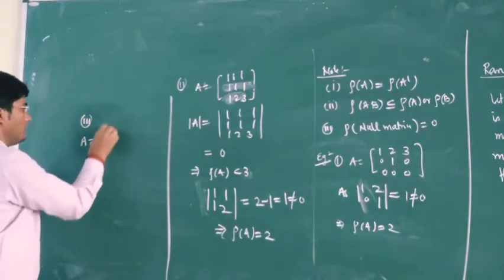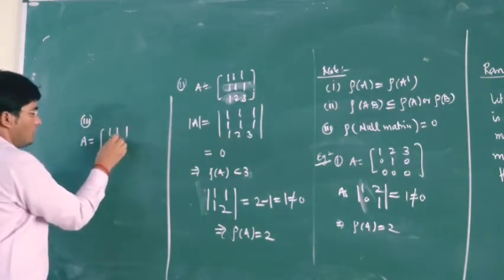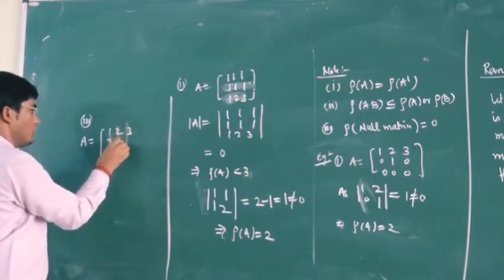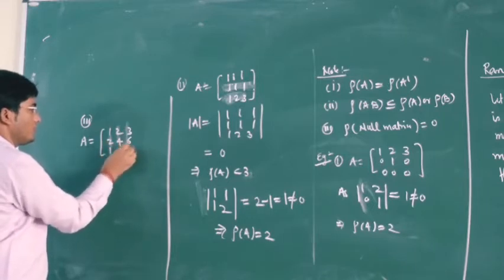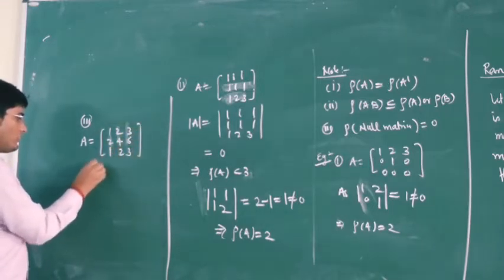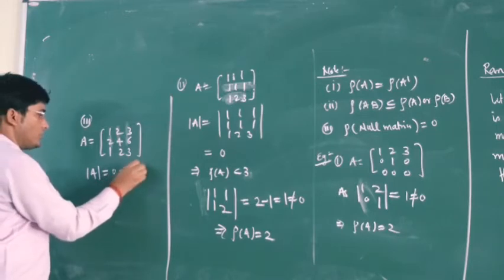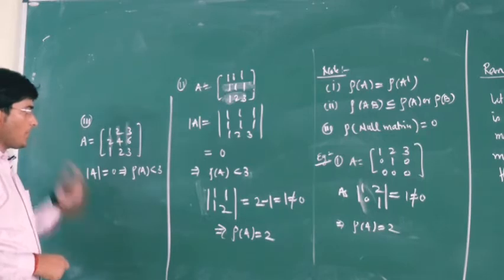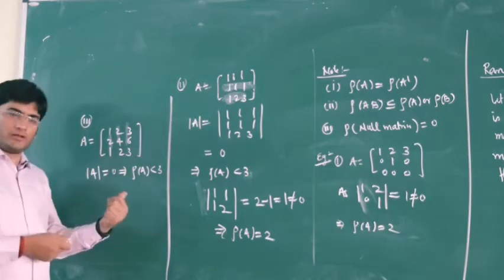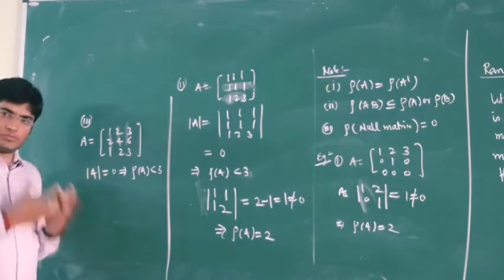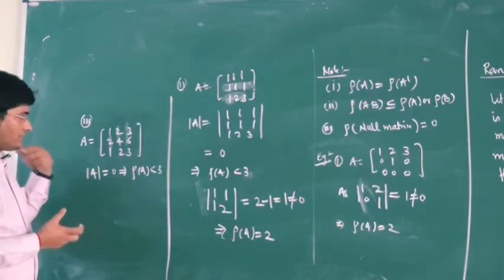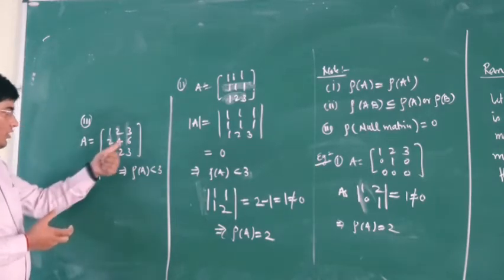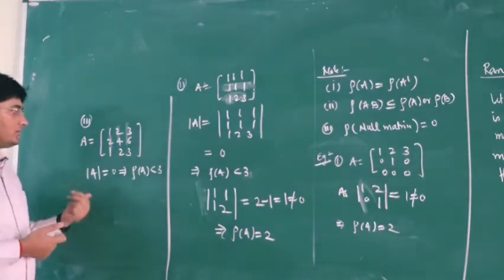Consider this one: 1 1 1, say this one is 1 2 3, say this one is 2 4 6, and then again say this is 1 2 3. Now again here your determinant of A will be 0, so your rank of A cannot be 3, so rank of A will be less than 3. Again for 2 cross 2 minors, take any 2 cross 2 minor, then you can see that all the minors of order 2 cross 2 are 0.